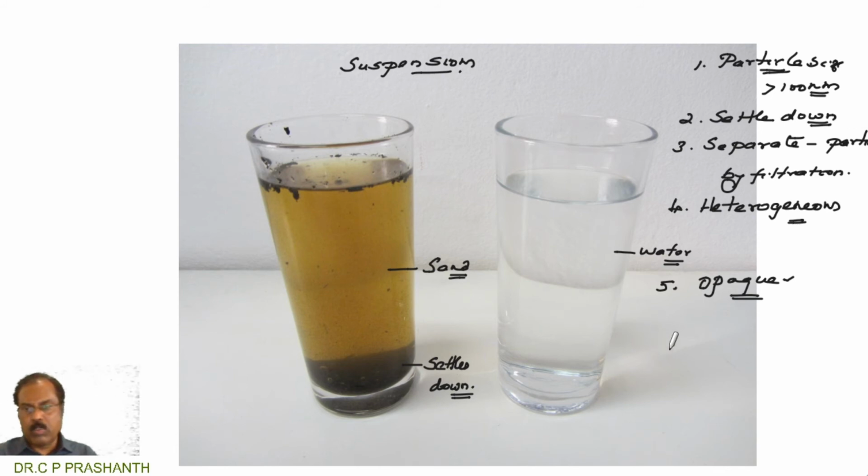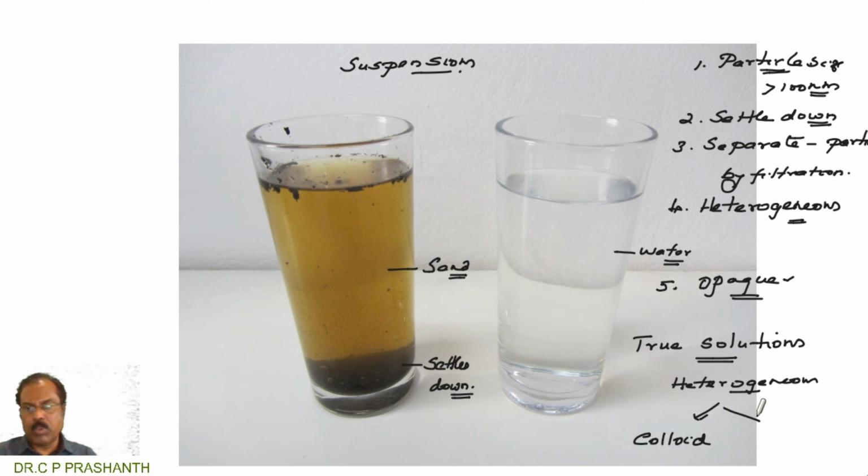So we have seen true solutions, which are homogeneous. Under heterogeneous mixtures, either the mixture can be a colloid or it can be a suspension. The fundamental difference between all this is the size, not the nature of the particles, just the size of the particles.